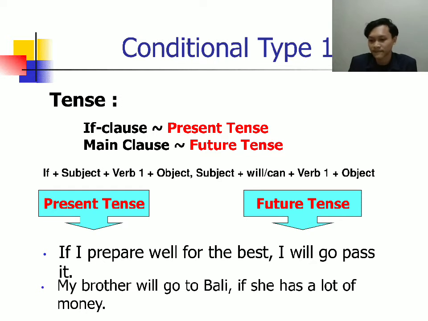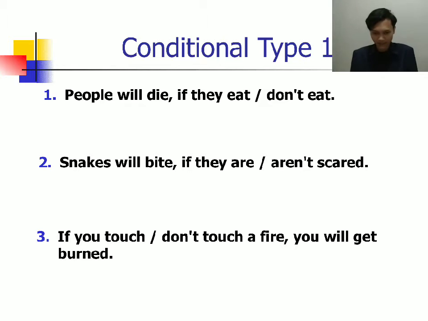Okay. So far, any question? Nice. Okay. We continue to another example. Choose words that match the sentence. Number 1, people will die if they eat or don't eat. Yes, people will die if they don't eat.